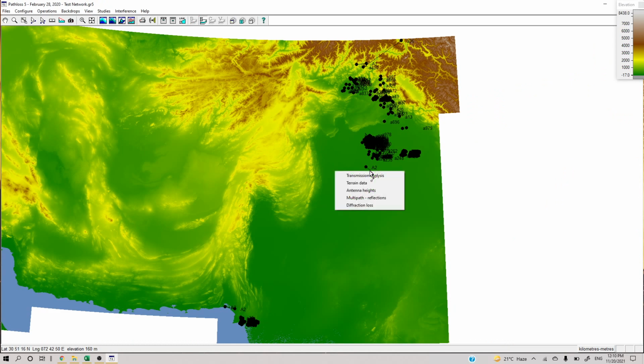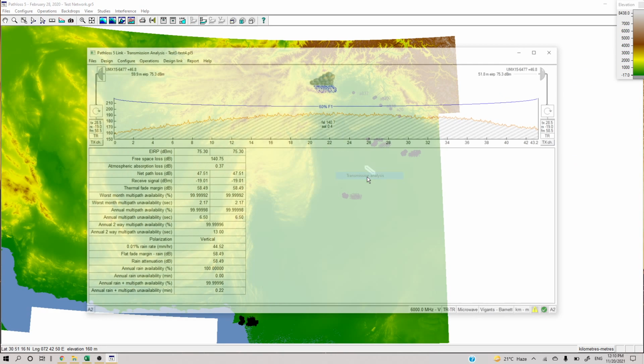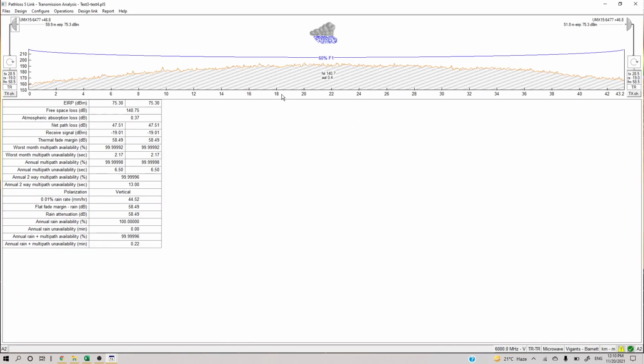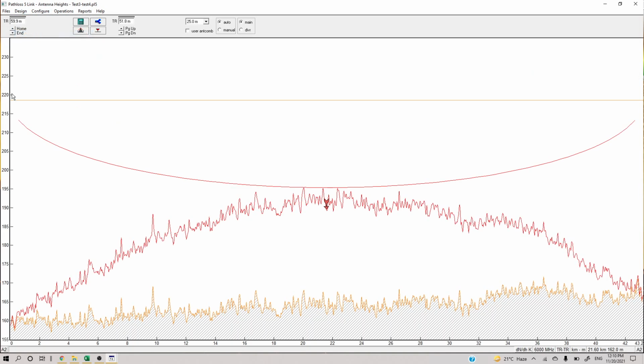So let's go in our second case. So this was our second case. It looks very simple, but one thing that you see here, this is the required antenna heights.